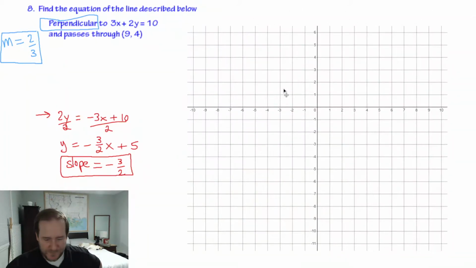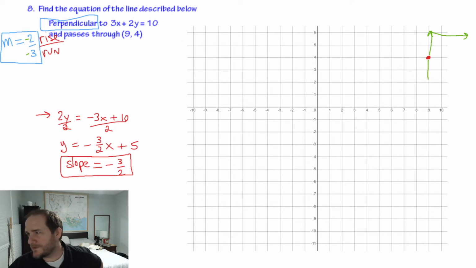So here's my grid. It says I'm supposed to pass through the point (9, 4). Is that at least on the grid for me? It is. (9, 4) is right there. Our slope is 2/3, so that would be a rise of 2 and a run of 3. So again, I could rise up 2 and right 3, but that's not the way I want to go. I want to be running back towards the y-axis. So instead of going up 2 and right 3, we could go down 2 and left 3, because negative 2 over negative 3 is really still a positive.